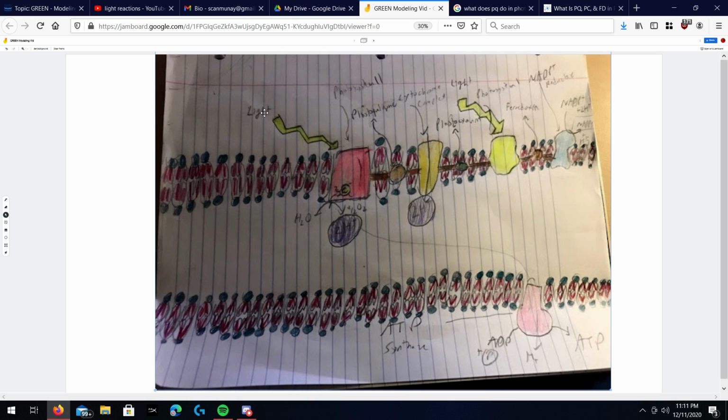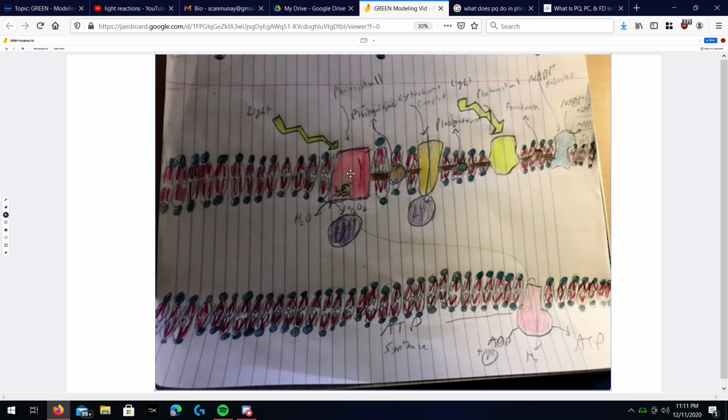Alright, so what I'm gonna do is I'm gonna just let my mouse follow or guide you guys through this process and try to explain the ETC in photosynthesis. So first we have light energy, or photons I should say, coming down from the sun and striking the various pigments within photosystem II.